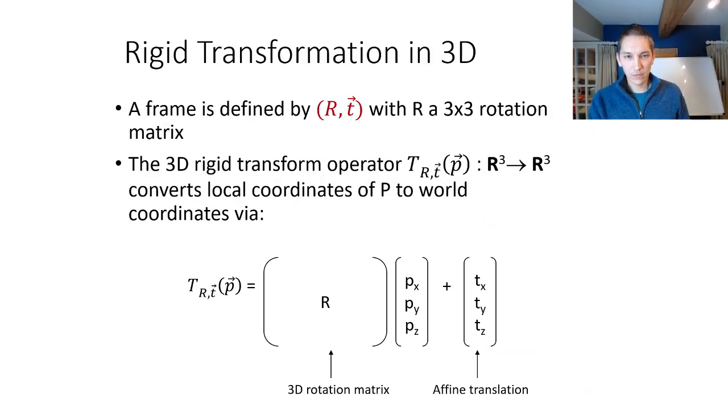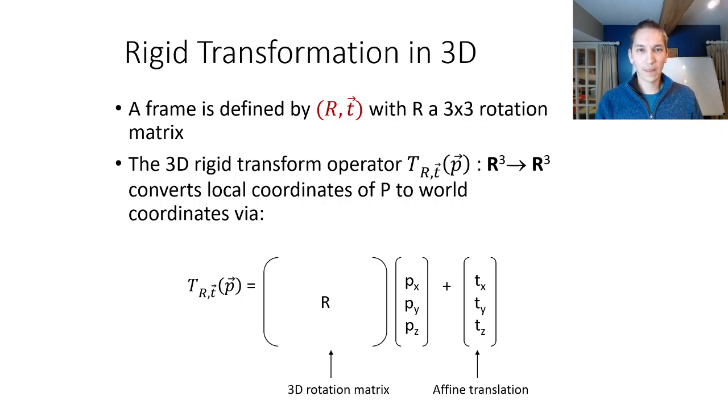Okay, so fairly straightforward. And the rigid transformation in 3D is pretty similar to 2D. The only difference is that R is a 3x3 rotation matrix, and the t vector is a translation of 3 coordinates. Just as before, when we want to do a rigid transform of a local point, we get its world coordinates by multiplying by R and then adding the t vector.